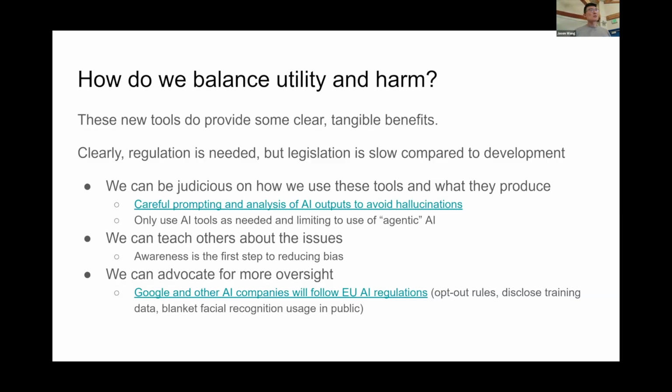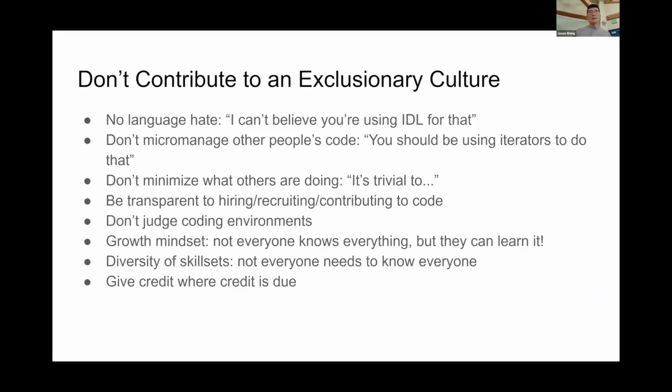Okay, so this is more of a global picture about the world of software development and technology and AI nowadays. I want to now shift to thinking about how we develop code as astronomers, as small groups and teams, as we are building our code bases. So you can do your part in not contributing to an exclusionary culture.